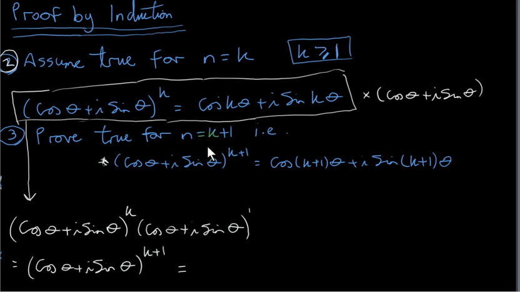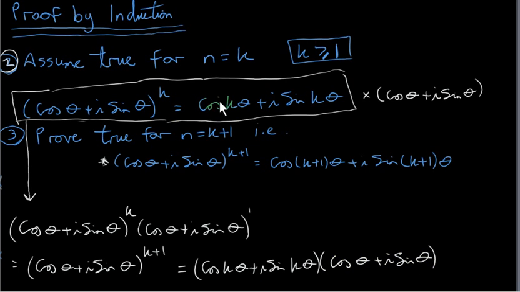And what about the right hand side? Well, we have cos k theta plus i sin k theta multiplied by cos theta plus i sin theta. So we have to do the same to both sides. We're assuming that this is true, but if we multiply by this, you see that we do indeed get the left hand side of what we're trying to prove. We get (cos theta plus i sin theta) to the power of k plus 1. So you always build on what you're assuming to be true.